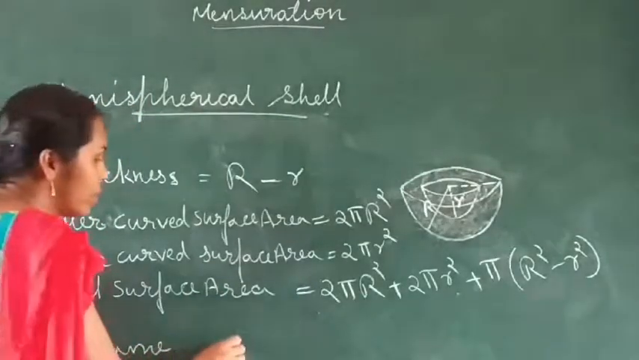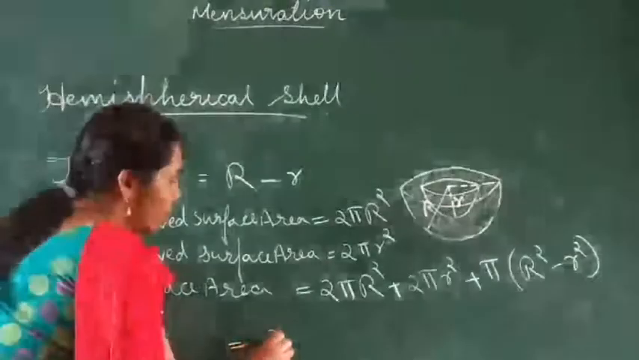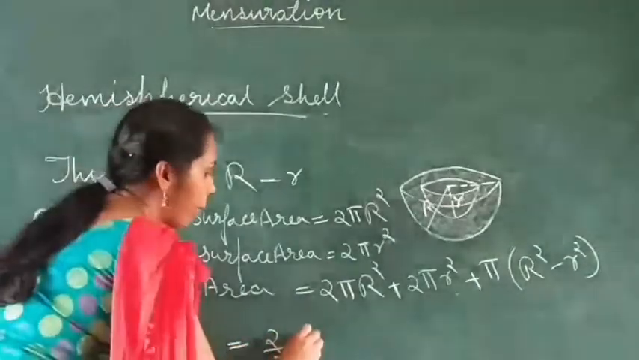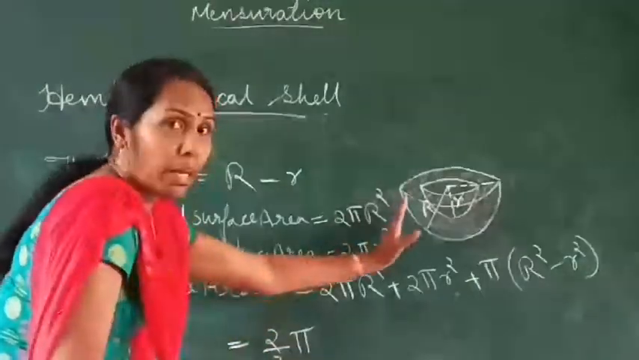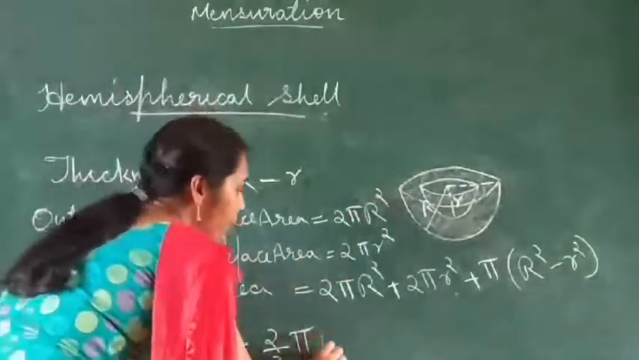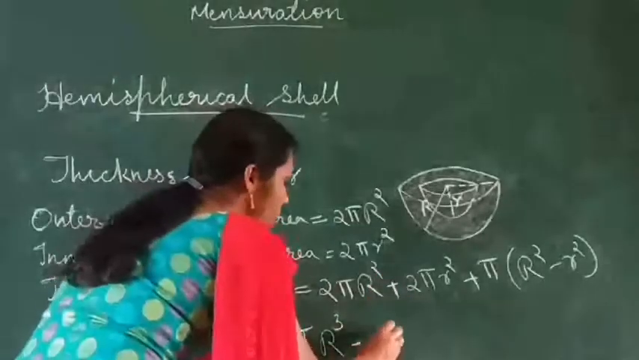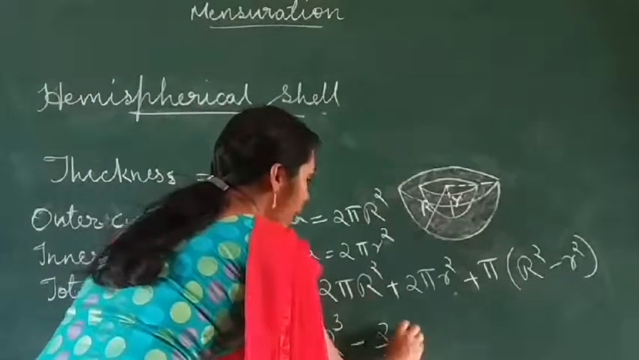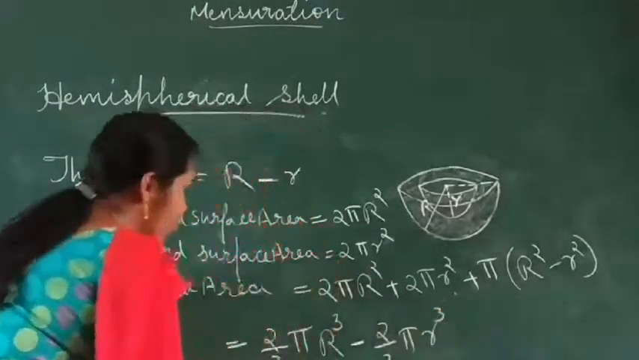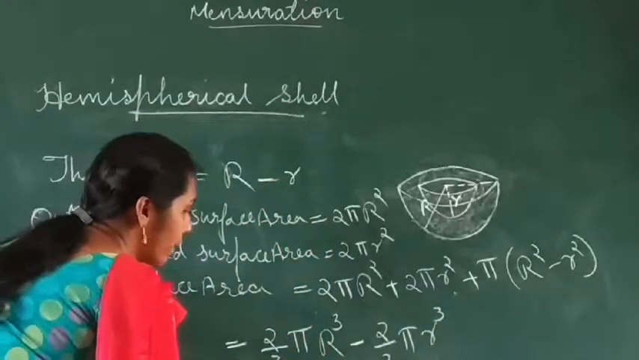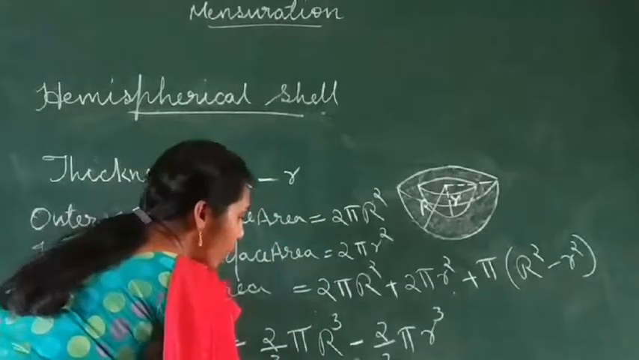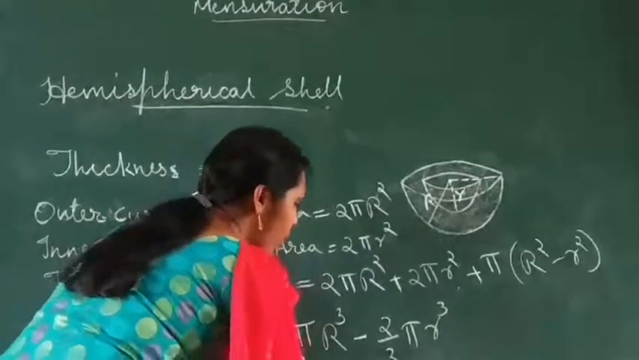Now volume. Volume is equal to 2 by 3 pi outer volume minus inner volume. 2 by 3 pi R cube is the outer volume, minus the inner volume, that is 2 by 3 pi small r cube, that is equal to 2 by 3 pi into R cube minus small r cube.